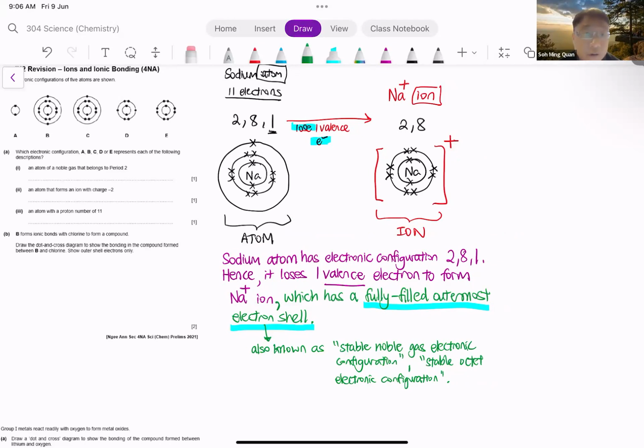Now for the N levels, both the drawing of the electronic structure and the explaining in words will be tested. So you need to be familiar with this, actually very familiar with this.